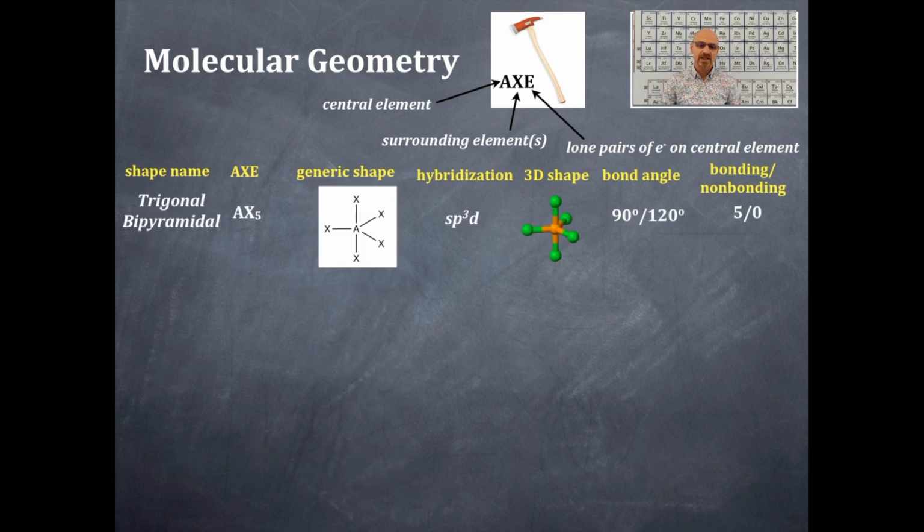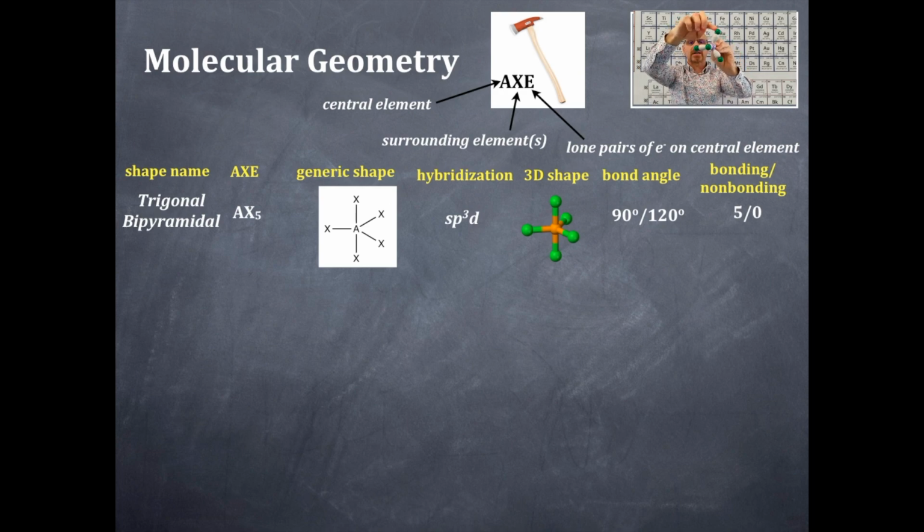The next set is right here, trigonal bipyramidal. Trigonal bipyramidal is AX5. You should see that the A is in the center, and then you've got 5 bonding domains. Obviously, this one is exceeding the octet rule, and everything that we talk about from here on out is exceeding the octet rule. It is sp3d hybridized, and that ball and stick model in the 3D shape is right there. The bond angles are a set of bond angles. One of the sets is 90, the other one is 120, and there are 5 bonding and 0 non-bonding domains. I'm going to show you this structure right here.